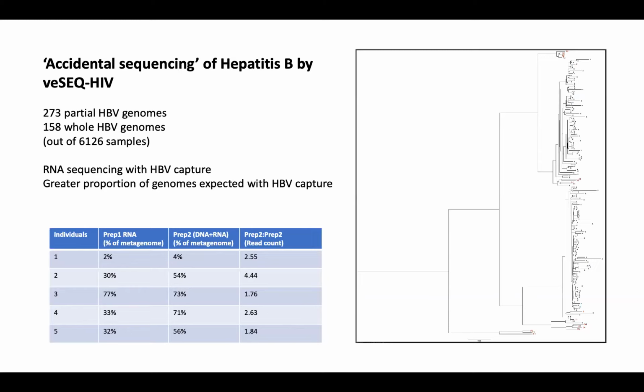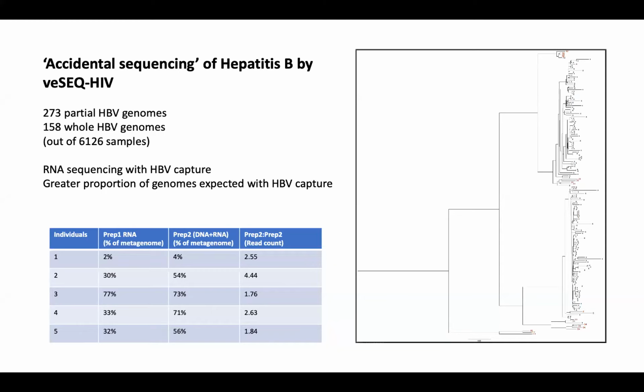And this was an analysis where I took those reads and just assembled whole genomes from them, and we identified 273 partial hepatitis B genomes, with 158 whole hepatitis B genomes plotted on this tree on the right, and you can see they, as expected, fall into the clade E hepatitis B and clade A, as you'd expect for the areas of Africa that we were working in. And we were a little surprised, because hepatitis B is a DNA virus, and we were using an RNA-based library for this HIV sequencing.